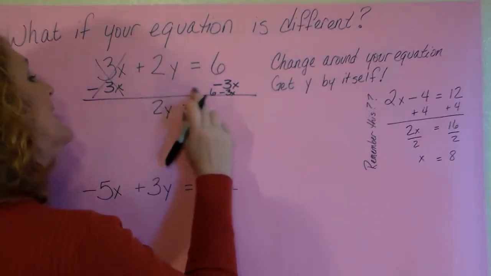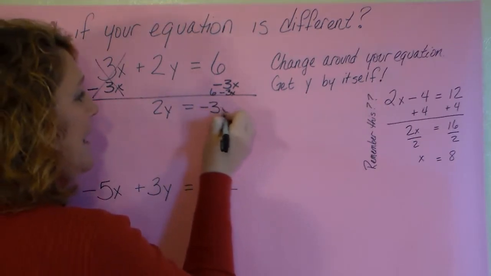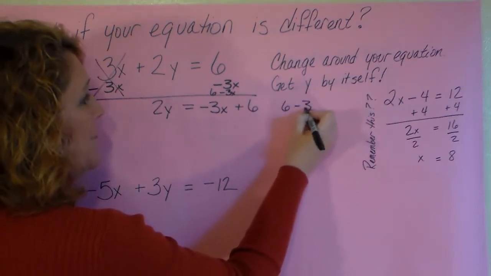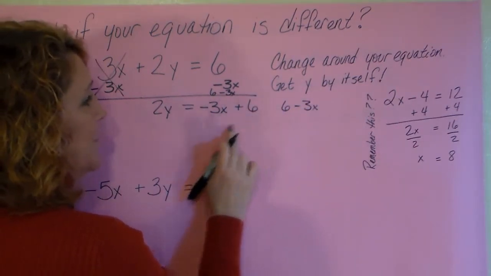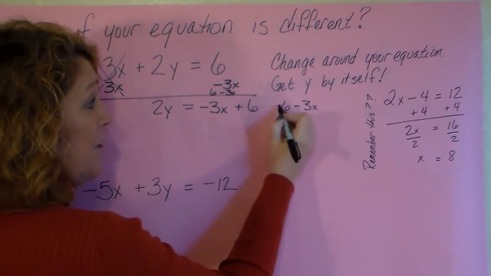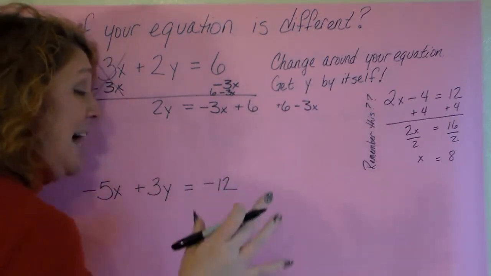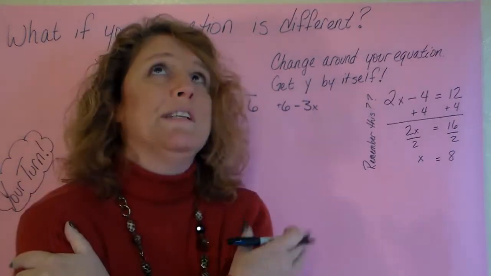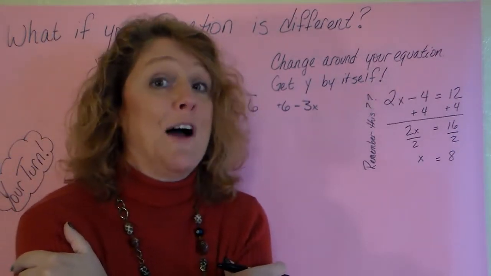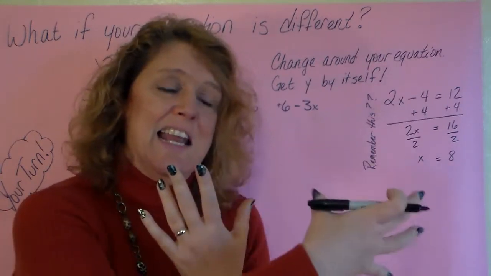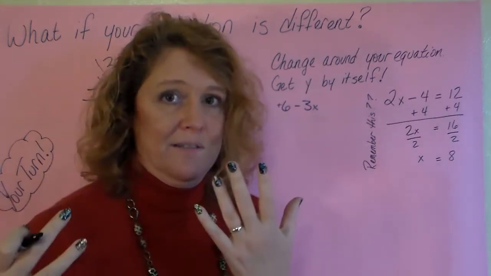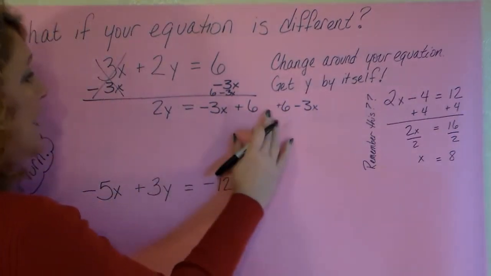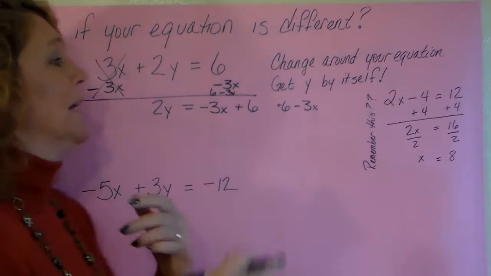But I want my x on this side, so I'm going to say negative 3x plus 6. Do you see how 6 minus 3x and negative 3x plus 6 are the same thing? This is positive, so it's going to magically have a little positive sign in front of it. I can switch them around. But if I say 2 minus 5, I can't say 5 minus 2. That's not the same thing. I have to take the negative sign with it. I took the negative sign with it to the front. So I've got 2y equals negative 3x plus 6.